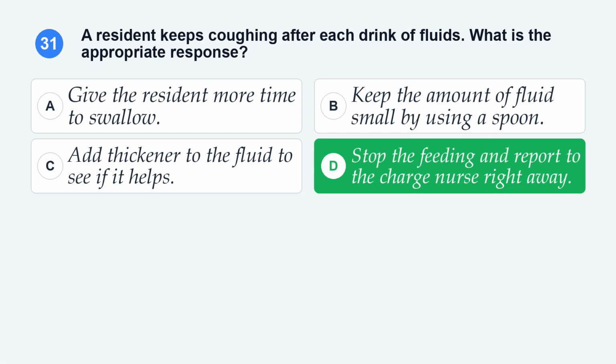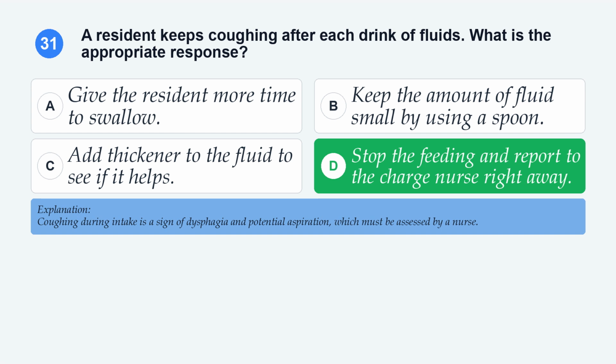The correct answer is option D. Stop the feeding and report to the charge nurse right away. Explanation. Coughing during intake is a sign of dysphagia and potential aspiration, which must be assessed by a nurse.